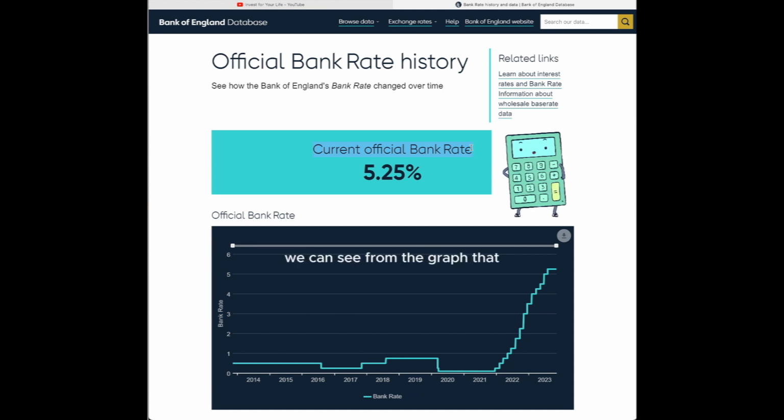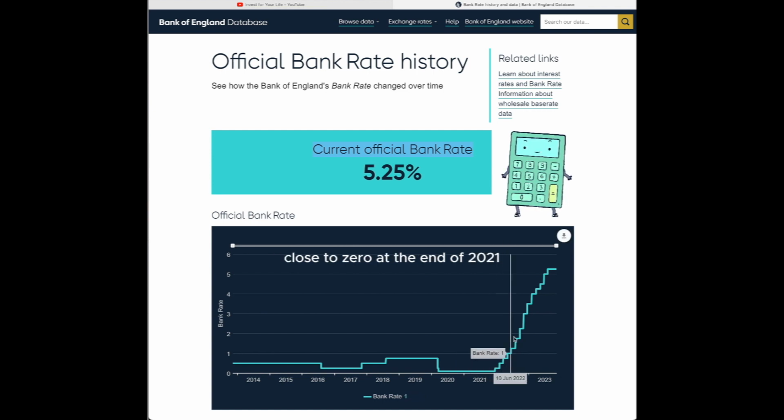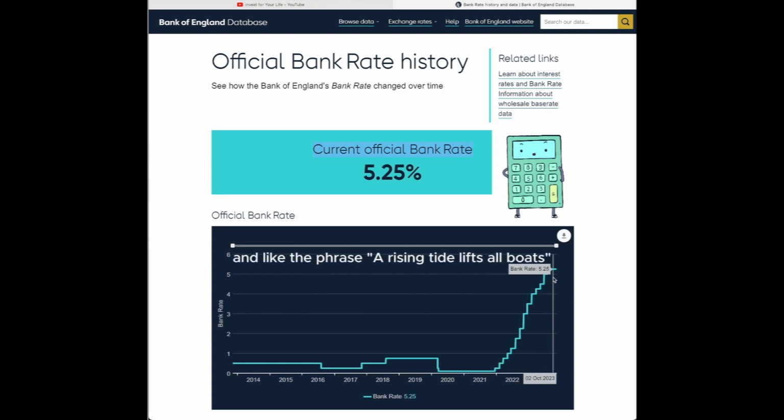We can see from the graph that the base rate has increased steadily from close to zero at the end of 2021. And like the phrase, a rising tide lifts all boats, a rising base rate has lifted all interest rates, including those of the government, as we saw in our last video. So why is that? Well, for two main reasons.